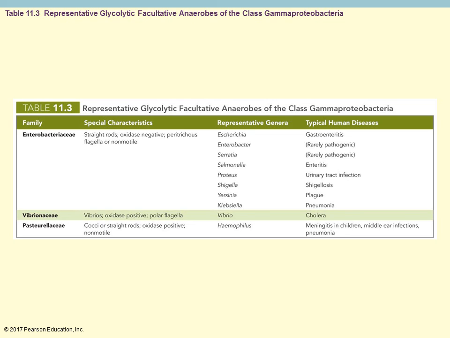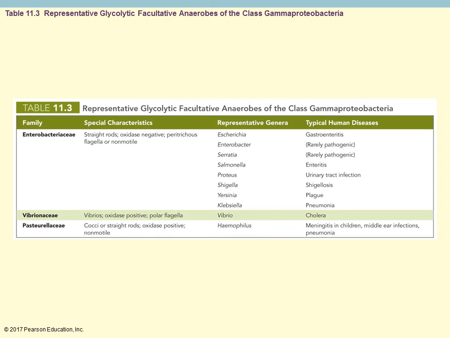Now, there are three main families here: your Enterobacteriaceae, Vibrioaceae, and Pasteurellaceae. Enterobacteriaceae contains a lot of bacteria that can become human pathogens. Things such as Escherichia, which most of you would be familiar with, Escherichia coli, or E. coli as we shorten it. Enterobacter, Serratia, Salmonella food poisoning, Shigella, which causes dysentery, Yersinia, which causes the plague, Klebsiella, which can cause pneumonia. So there are a lot of human pathogens that are in this group.